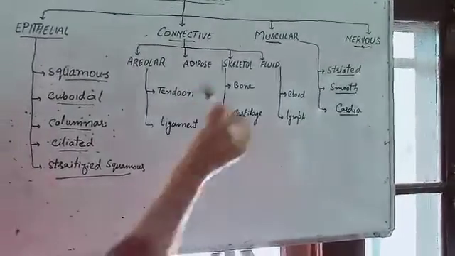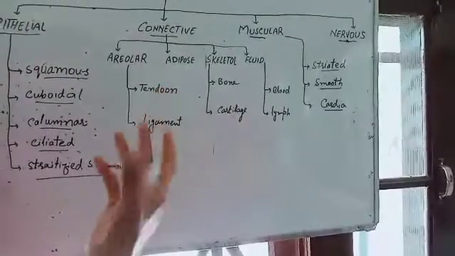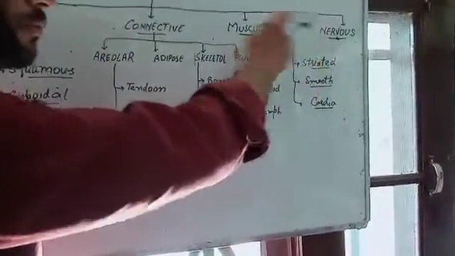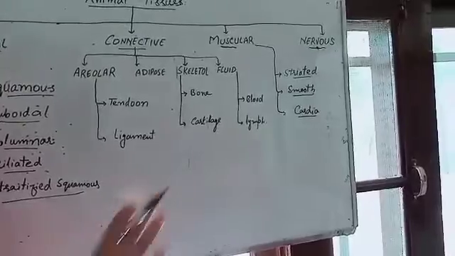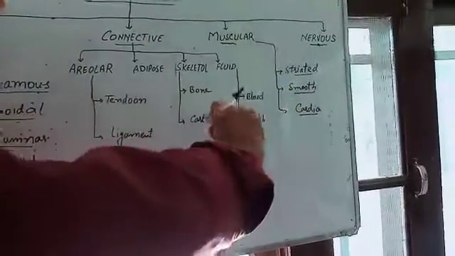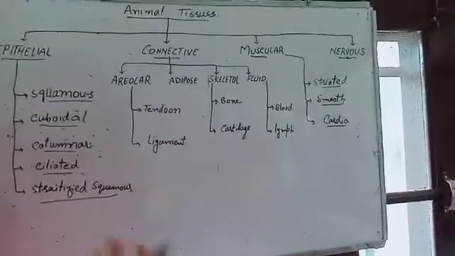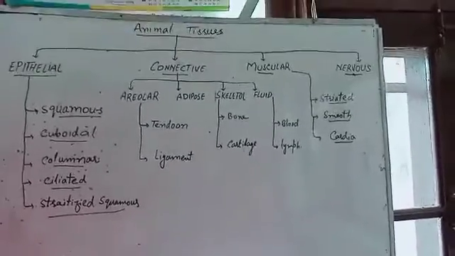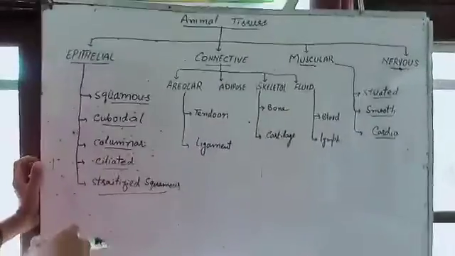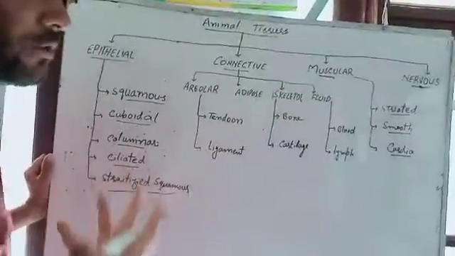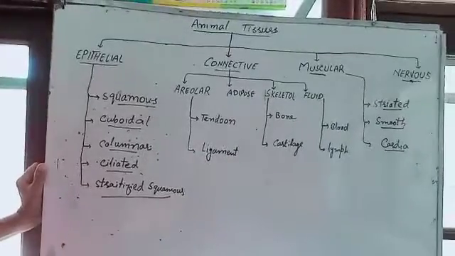Now the muscular tissue is divided into three types of tissues, or three types of cells: striated muscular tissue, smooth muscular tissue, and cardiac muscular tissue. These three types comprise the muscular tissue. Now the nervous tissue is only a single type of nervous cells. Why? Because only a single type of cell is present in the nervous system. This was the overview of the animal tissue, and we have to learn about each one of these types of tissues one by one.